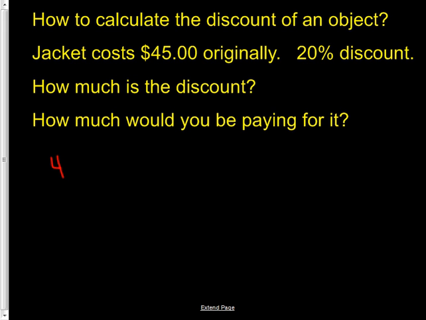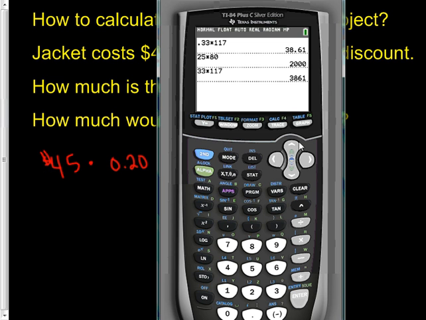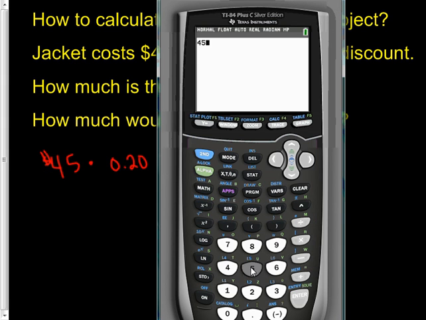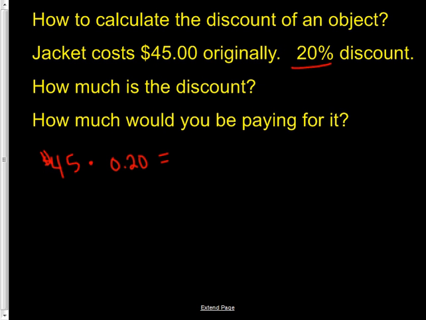For me, I'm old school, so I'm going to use my style of 45 times 0.20 because I took the percentage and I made it into a decimal, and I pull up my calculator, and I just literally let the calculator do all the work for me. So 45 times 0.2, same as 0.20. And it means that, hey, my discount is $9.